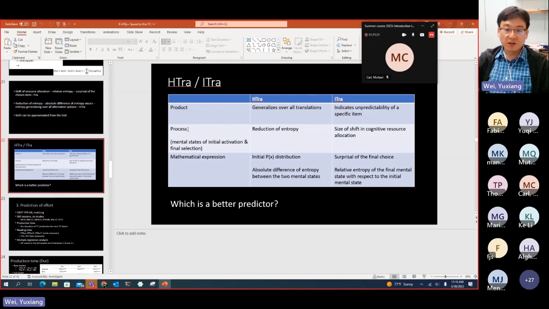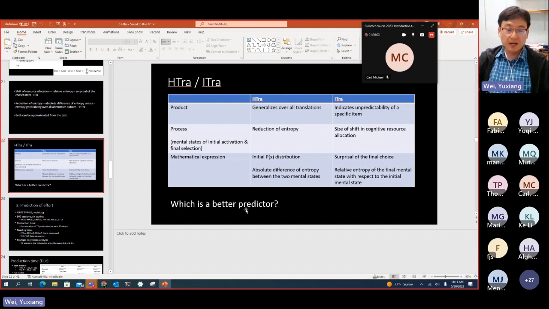As a description of the process, HTra is the reduction of entropy, as I have shown, in the transition of mental states, and ITra is the size of shift in this cognitive resource allocation. So that describes the mental states of the initial activation stage and that of the final selection stage. In terms of the mathematical equations, HTra would represent the initial px distribution, whereas ITra is simply the surprisal of the final choice. And HTra is the absolute difference of the entropy between two mental states, whereas ITra is the relative entropy of the final state with respect to the initial.